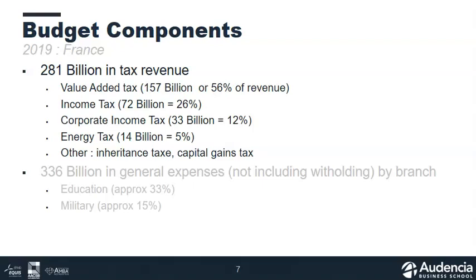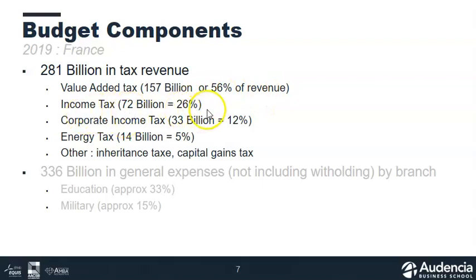Now, if we look at France in 2019, France brought in 281 billion euros in tax revenue, and you can see how this was divided up. The value-added tax is a tax on the sales of goods and services, and it's the final consumer that pays that tax. It's not on intermediate goods and services, but on final goods and services sold. And that represents this value-added tax, or VAT, as we say in English, or TVA in French. This VAT tax represents 56% of tax revenue in France today. So it's a huge amount.